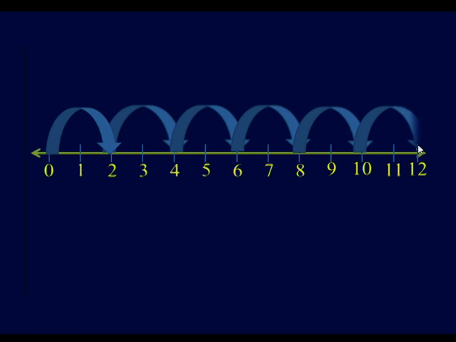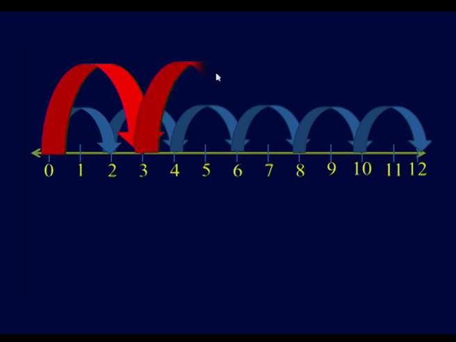Now, next, the multiples of 3. 3 ones are 3, 3 twos are 6, 3 threes are 9, 3 fours are 12.